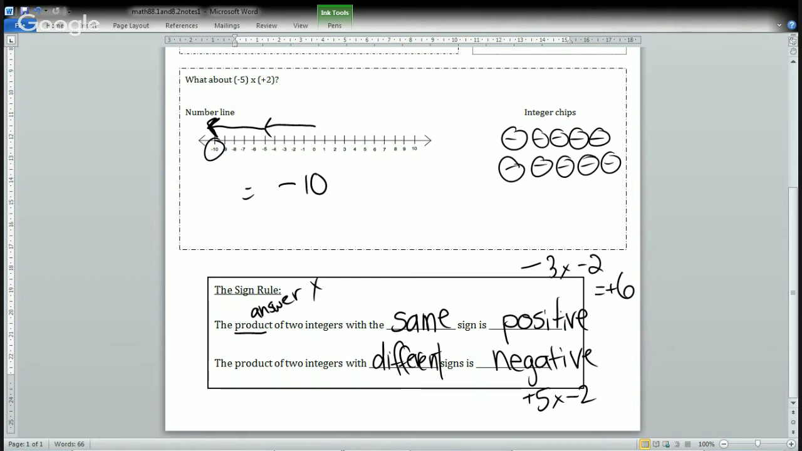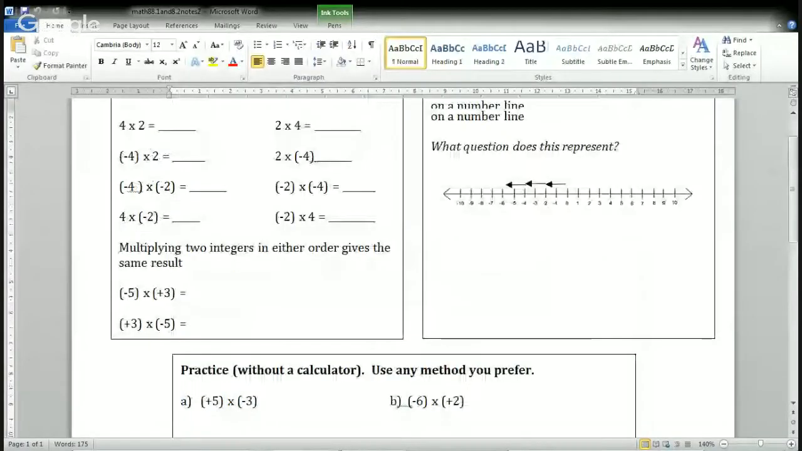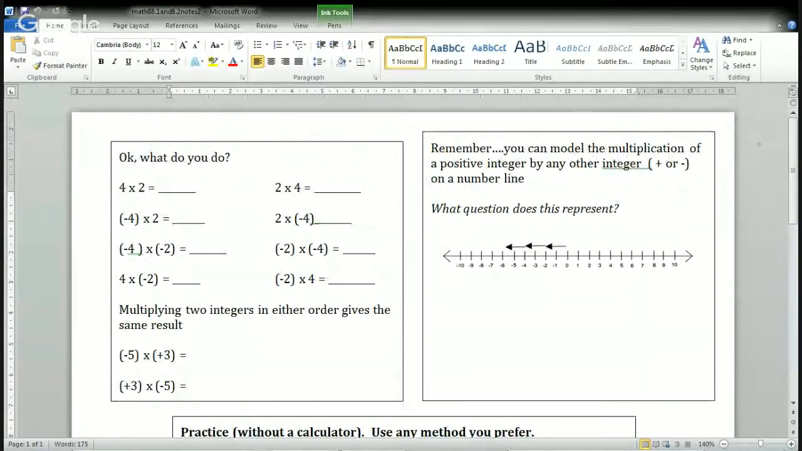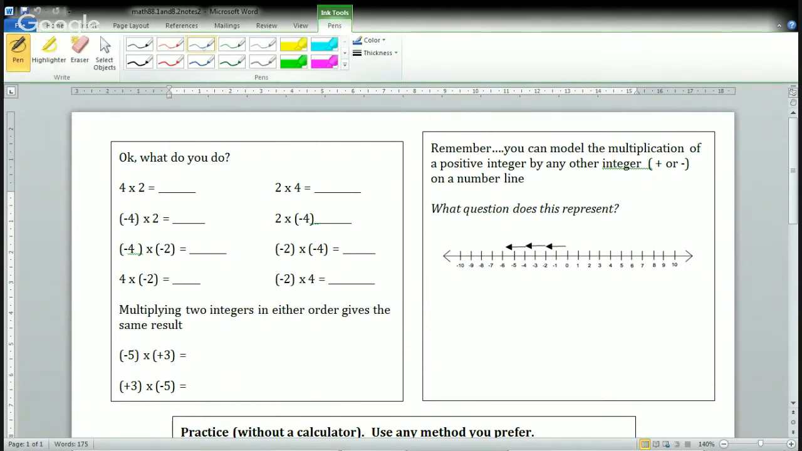So if you turn to your next page here, this one. Okay, so how do you tackle these questions? First step, ignore the fact there's positive and negatives. Just look at the numbers. So for our first question here, they're all just 2 times 4, 4 times 2.